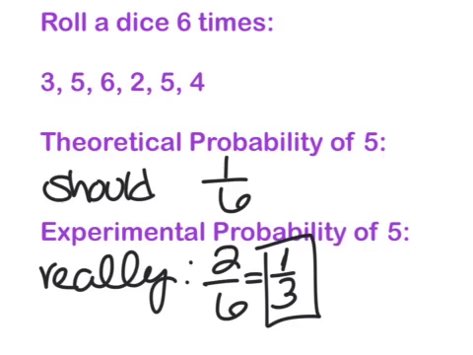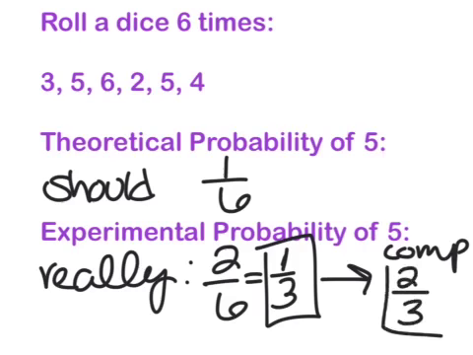And last one, I want to go back over that last vocabulary word, it's complement. So we're going to figure out what the complement of our experimental probability is. So if 1/3 was our 1, then our complement is the leftover. So if there was 3 pieces of pizza and you ate one of them, then that means there are 2 pieces left over. So your complement would be 2/3.